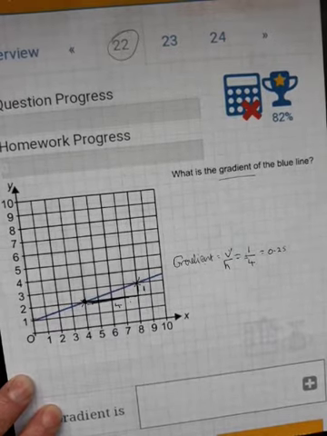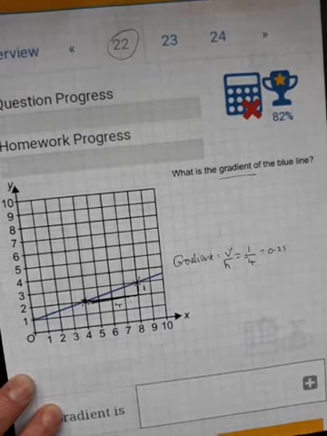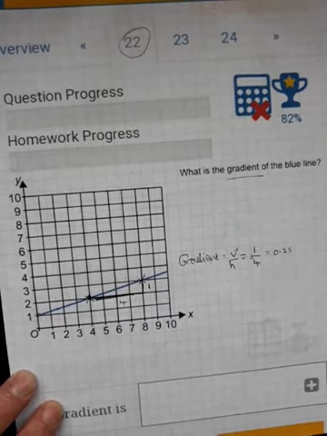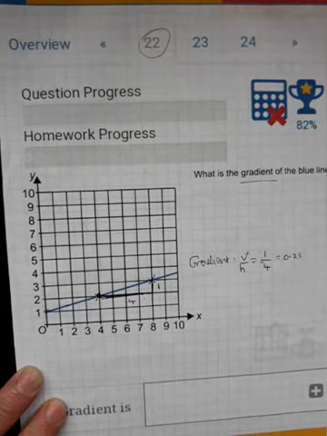Remember, the gradient could be any number. It just so happens that when we're starting off, a lot of the answers are whole numbers, but in this case, 0.25 is the gradient, or a quarter. I hope that makes sense.